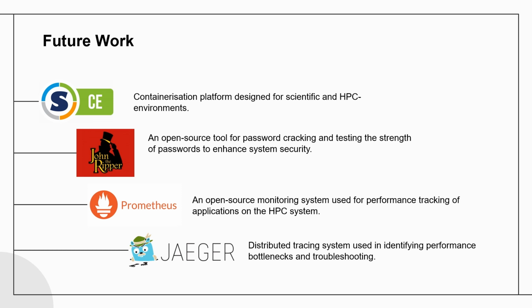Firstly, introduce containerization with Singularity, which offers a consistent and secure environment crucial for HPC's varied computational demands. Secondly, John the Ripper, an open-source password cracker used for the testing of password strengths and consequently the enhancement of security of the HPC. Thirdly, application of Prometheus, an open-source system designed for the monitoring of HPC's performance. And lastly, Jaeger, which in combination with Prometheus would allow for the tracing and identification of issues within the HPC system.